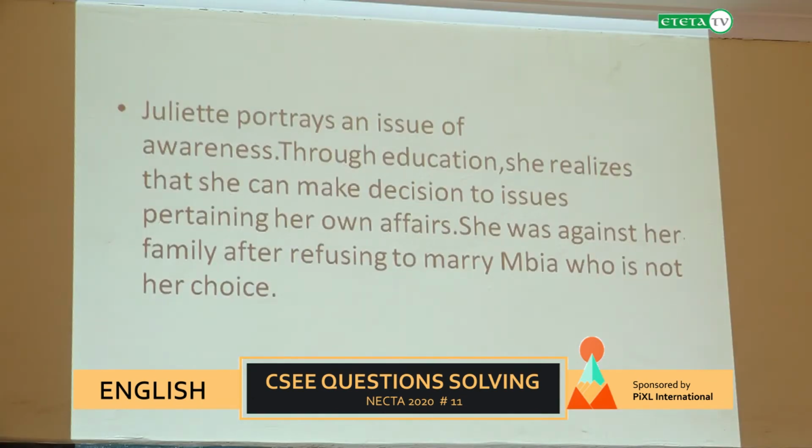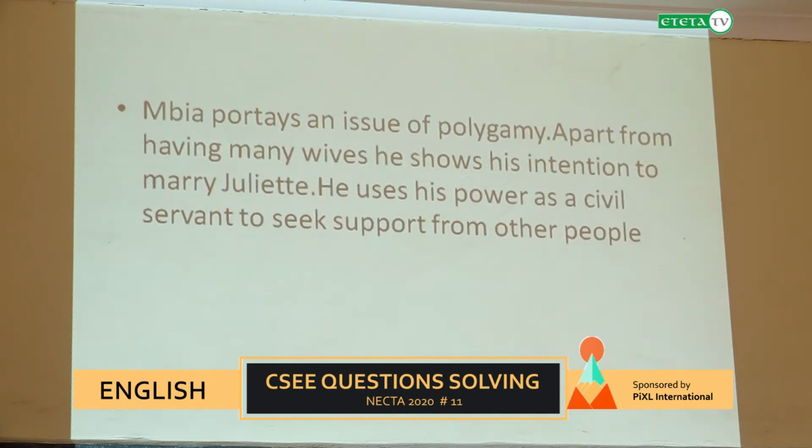Juliet is aware. How is she aware? By rejecting that. Juliet was asked by the whole family to get married to Mia, a man who was giving money. But Juliet refuses that. This shows that the girl is aware. That is an issue of awareness. Let us go to another character from this book, which is Mia.